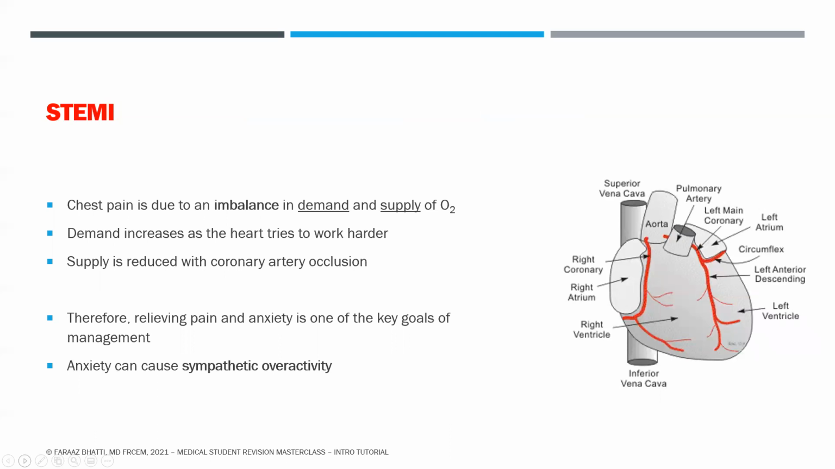When you're talking about STEMI, you need to be very familiar with the coronary artery supply of the heart. As you know, there's a right coronary artery and a left coronary artery that supply different parts of the heart. Chest pain occurs due to an imbalance in the demand and supply of oxygen. The demand is obviously going to increase if the heart tries to work harder, and that's why in angina sufferers, for example, as they exercise, they develop chest pain. And supply is going to be reduced with coronary artery occlusion, so if you have a blockage of one of those vessels.